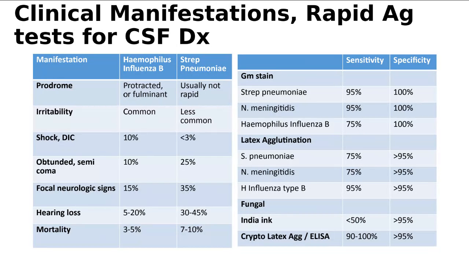Haemophilus influenza type B, we don't see that much anymore because we have immunizations which go to everybody on the island. Streptococcus pneumoniae we see from time to time because this vaccine is not necessarily offered to everyone. And the other table you can see breaks down the specificity and the sensitivity of the various investigative microbiological techniques to identify these three pathogens: the gram stain, latex agglutination test, and also how you would identify the fungal meningitis using India ink or the cryptococcal latex agglutination or ELISA test.